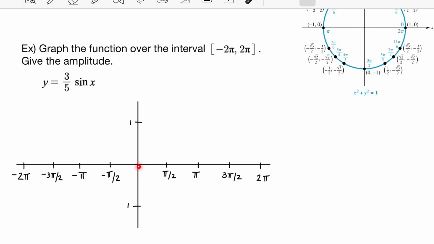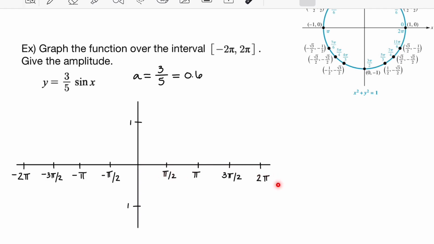Our period from 0 to 2 pi is one, and then from 0 to minus 2 pi is the other. So just looking at this, we can see that our amplitude A is going to be 3/5. This is also 0.6, so we'll use 0.6 when we're graphing this. We also know that this is a sine function, so it's going to be an odd function. It's going to cross the origin like this here.